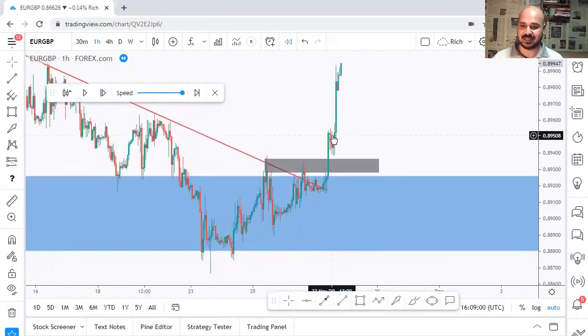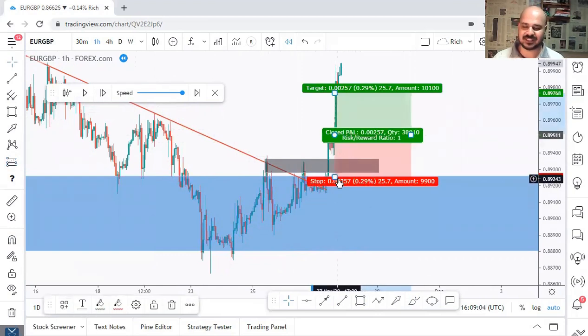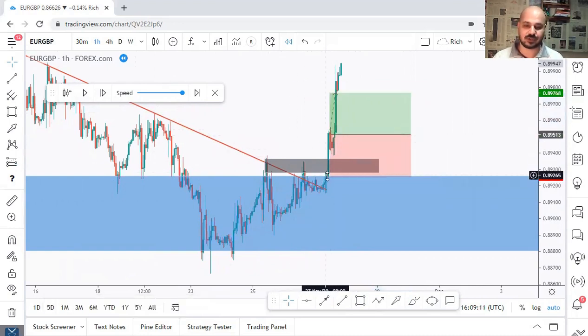Right, and yes, that's it. So the entry would be here after momentum candle close. It depends on your trading style. Maybe you could enter before or after, I don't know. But I'm just trying to give you my personal approach.